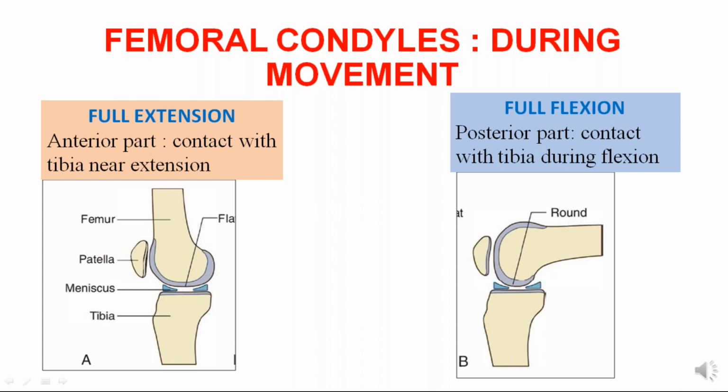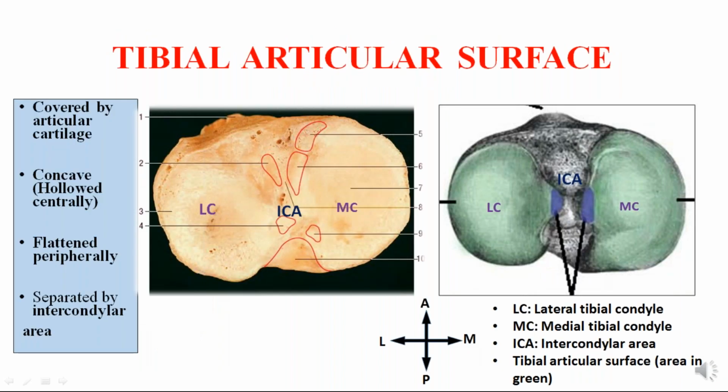During full extension position, the inferior articular surface of the femoral condyle, the anterior part of it, which is flatter, articulates with the tibia. When the knee joint is in full flexion position, the more posterior part of the articular surfaces of the femoral condyles, which is the more curved part, articulates with the tibia. So we are done with the femoral articular surfaces.